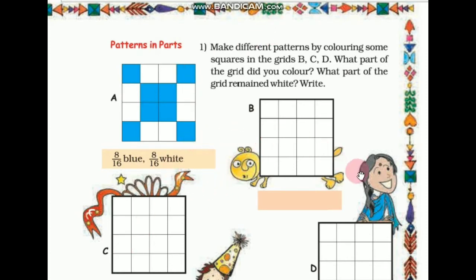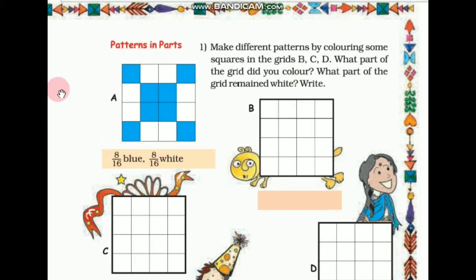And you can see here grids B, C and D. The question is: make different patterns by coloring some squares in the grids B, C, D. What part of the grid did you color? And what part of the grid remained white? Right. So for us, one example is given.